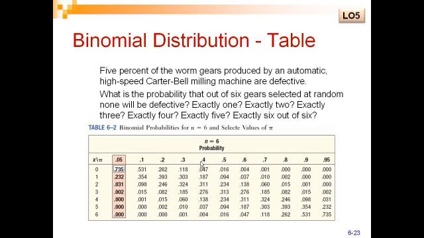Another example: 5% of the worm gears produced by an automatic high-speed cutter and milling machine are defective. What is the probability that out of 6 gears selected at random, none will be defective? Exactly 1, exactly 2, exactly 3, exactly 4, exactly 5, exactly 6 out of 6.